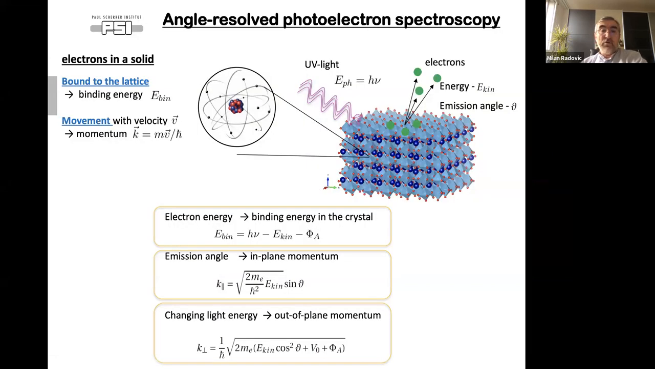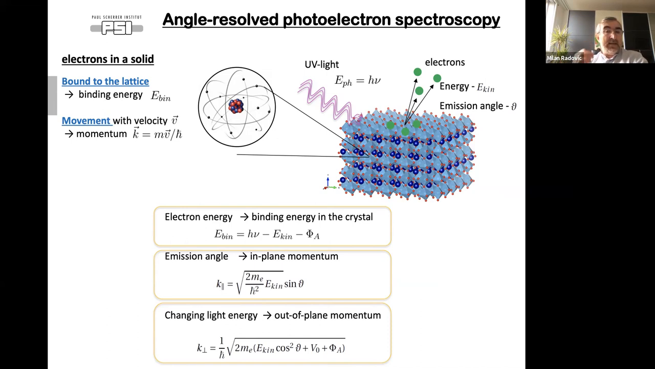So the main technique used for the research which I'm now presenting is angle-resolved photoemission. So let's say a few words about photoemission. Electrons in solids are bound to the lattice, and this is one key parameter for electronic properties. So this is binding energy. But electrons also move in the crystal with velocity, which immediately forms another parameter, which is momentum. This momentum is given as well by the lattice parameters or lattice direction or lattice structure or lattice environment. So in order to understand electronic structure, I need to know those two parameters. That means momentum and the binding energy.